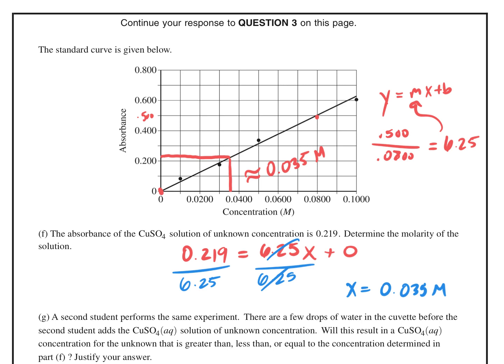Now, I want to note that both are acceptable as long as you explain yourself. Either show your work using the math or simply explain how you used the graph to extrapolate what the concentration would be. It doesn't say calculate what the concentration is, it just says determine the concentration. So if I were you and I were going to run out of time and didn't want to do all that math, I would, in this space down here, just write, I think the concentration is 0.035 molar because I used the graph to figure out where the absorbance of 0.219 is equal to the concentration.